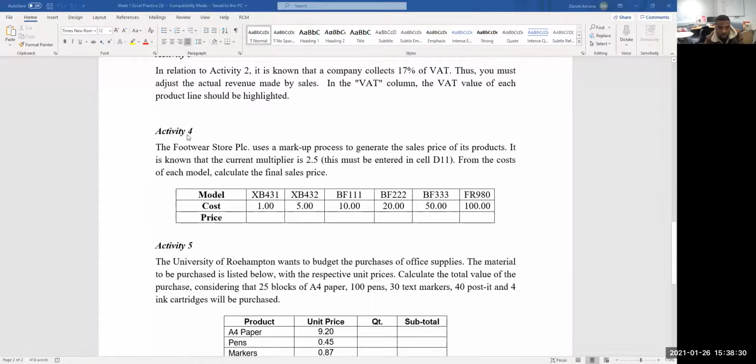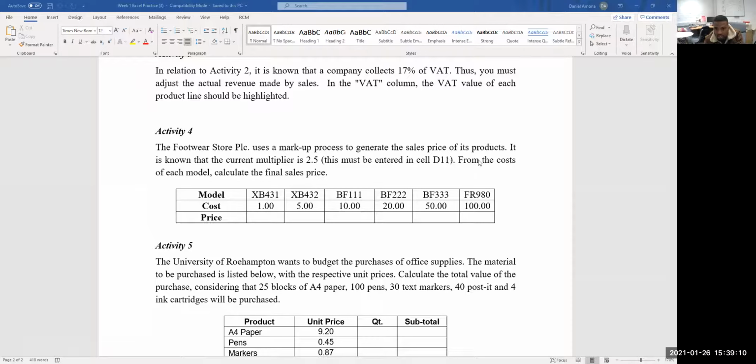If we go to activity 4, we'll find out what we're supposed to do next. So activity 4, the footwear store PLC uses a markup process. So markup means you get your cost and then you mark it up to know what the selling price would be. So footwear store uses markup process to generate the selling price of its products. It is known that the current multiplier is 2.5. So 2.5 times the cost will give you the selling price. And that's what that is.